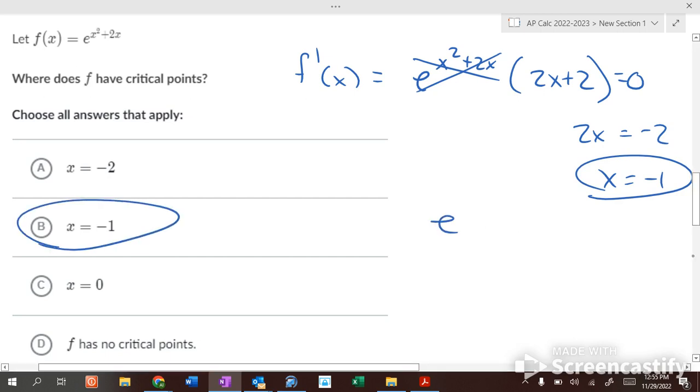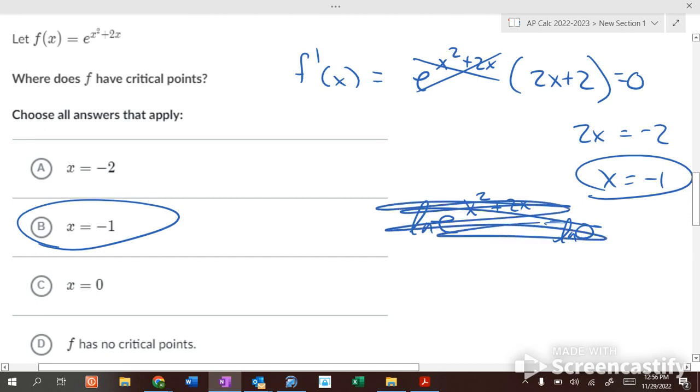If we set e to the x squared plus 2x equal to 0, we'd have to ln each side. What's the natural log of 0? Calculator, please. The natural log of 0 is 1? Oh, I thought e to the 0 is 1. Yes, e to the 0 is 1. What's the natural log of 0? Error. It's undefined. You can't do it. So you can't do that, but we can do this part of it. And so our critical number is x equals -1.